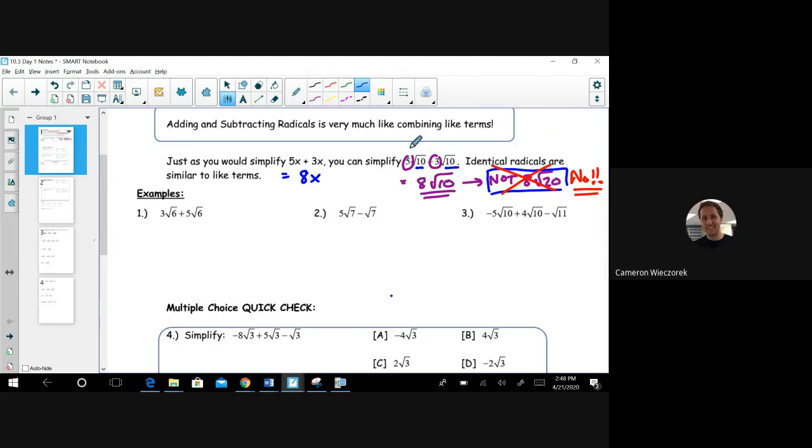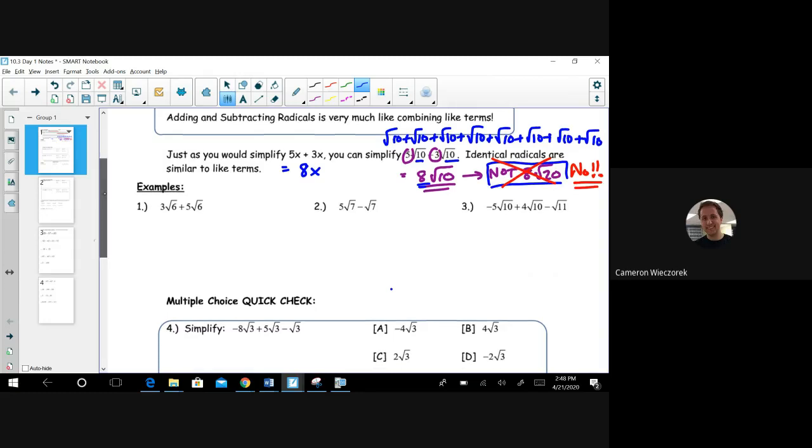And if you're trying to convince yourself, well, why do I just add the outsides and not the insides? You have 5 rad 10. How many rad 10s is that? That's 5 of them: 1, 2, 3, 4, 5. I add on 3 more rad 10s: 1, 2, 3. Count them up. How many do you have? 1, 2, 3, 4, 5, 6, 7, 8. So if it helps you to expand it out to see that the first time around, by all means do that.